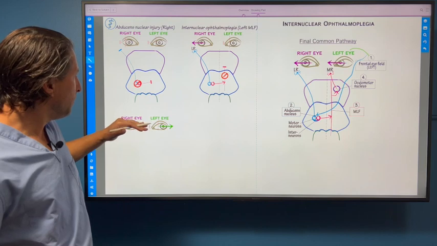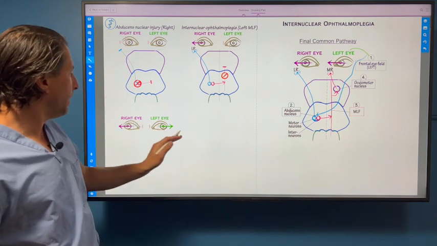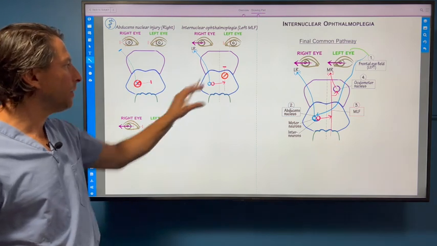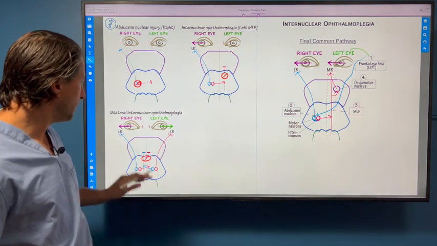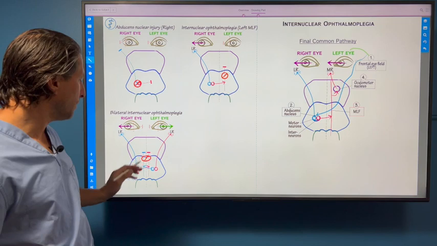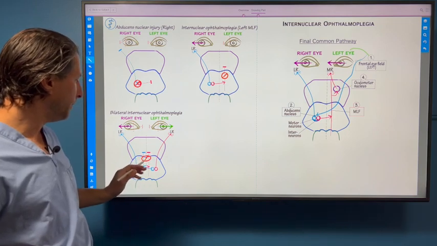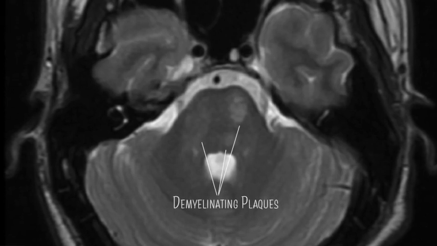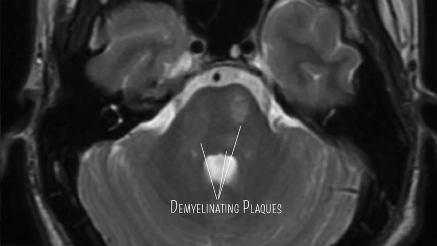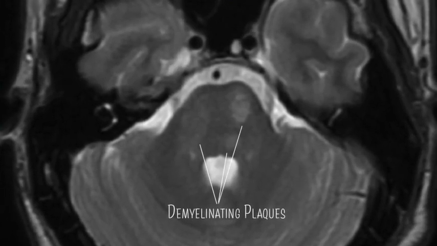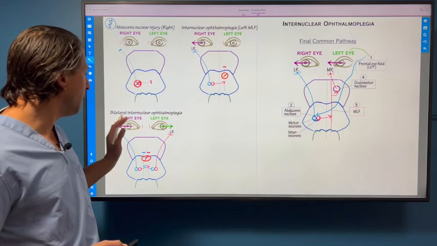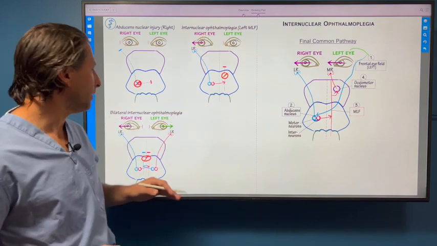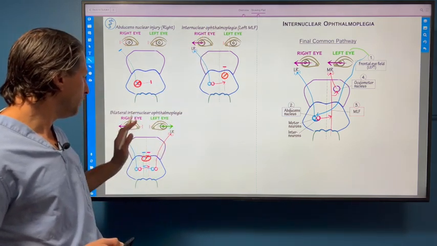Now, what happens if both eyes are able to move outward, but neither eye is able to move inward? Well, then we have a similar setup here, except we have bilateral internuclear ophthalmoplegia. And multiple sclerosis, because it causes expanding, demyelinating plaques that are not in a vascular distribution, can be a key cause of bilateral internuclear ophthalmoplegia, as well as unilateral internuclear ophthalmoplegia.